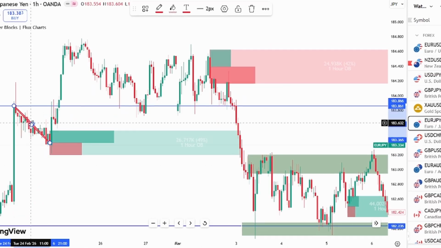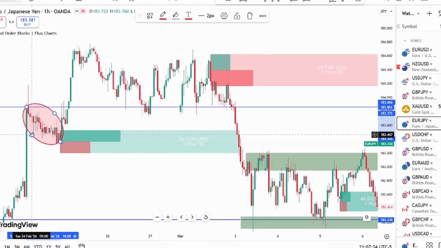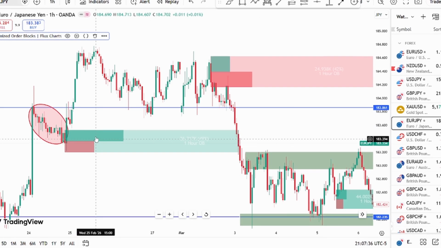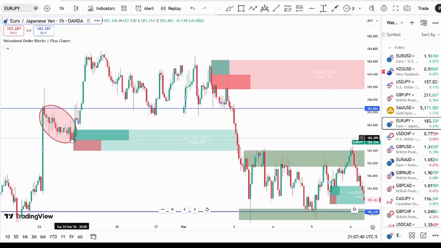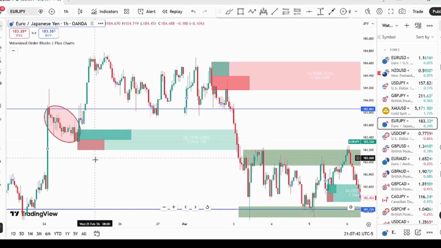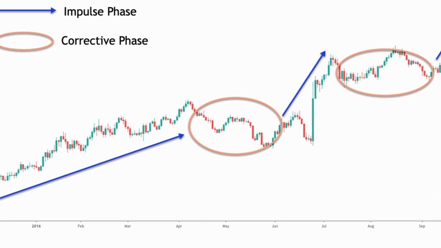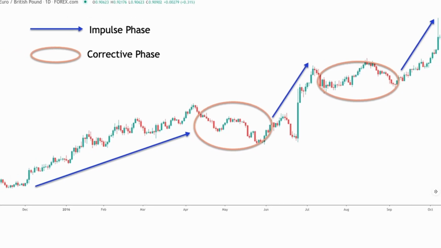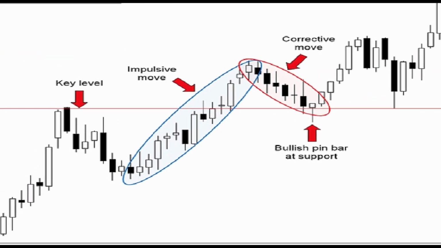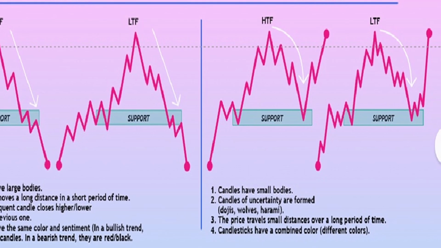A corrective move is the opposite. Small, choppy, overlapping candles that drift against the impulse direction, slower, messier. This is retail traders taking profits, fighting the trend. Institutions are mostly sitting this part out. Markets move in waves, impulse, correction, and once you see this pattern, you'll see it on every chart, every time frame. Here's why this is critical for your trading.